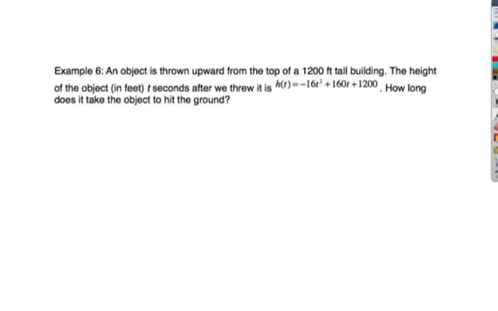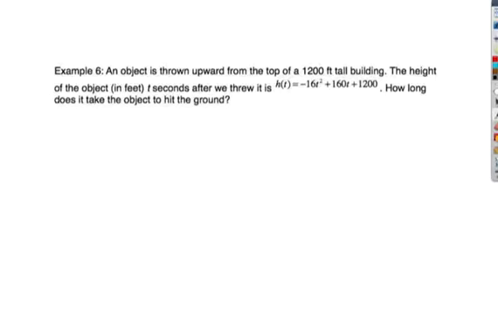Skipping ahead to example 6. Example 6 says an object is thrown upward from the top of a 1,200-foot tall building. The height of the object in feet t seconds after we threw it is h of t equals -16t squared plus 160t plus 1,200. How long does it take the object to hit the ground?